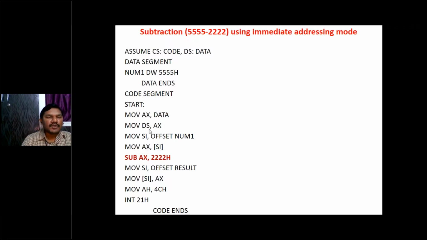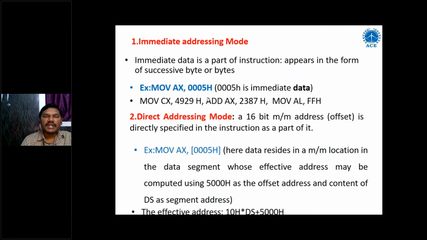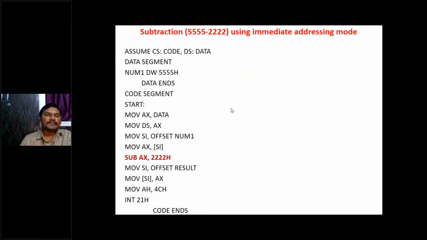Now understood, for every program these two lines are common: MOV AX, data and MOV DS, AX to initialize the data segment. After that we have to call the data to subtract the two values. One data I have defined here, and one more data I am taking in the instruction itself as immediate addressing mode. Here you can see, if you write MOV AX, 0005, ADD AX, 2387 like that, if the source operand is an immediate number, then it is called immediate addressing mode. Okay.